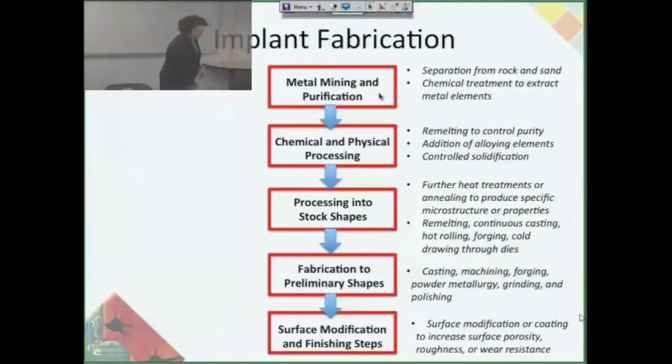Okay, so how do you make a metal implant? Metals are found in the Earth's crust, so the first thing is to mine them. So we get them from rock and sand, and you can physically separate them and go through chemical treatments. Then there's a whole lot of chemical and heat treatments that are involved in increasing the purity and also adding any alloying materials that will drastically change the properties. So these are some of the things that you can do if you need to change the actual material properties of your metal for a specific application. So we're not going to get into too much of that, but that's the basic flow.